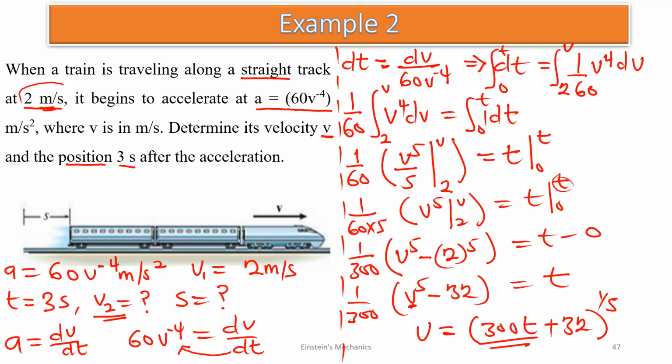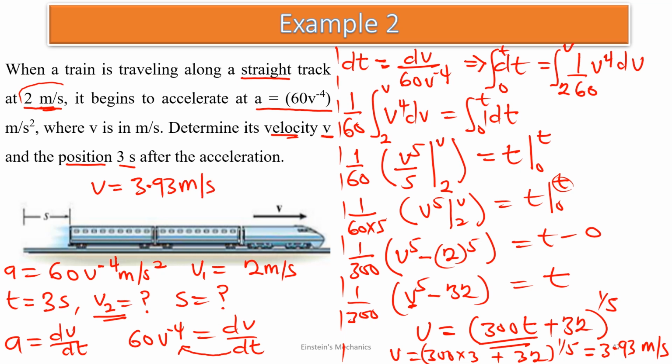So now we are finding velocity at time 3. So let's put in the value of 3. So that is going to be v is equal to (300 times 3 plus 32) raised to the power 1 on 5. And our velocity is going to be 3.93 meter per second. So therefore, the velocity v after 3 seconds is 3.93 meter per second.